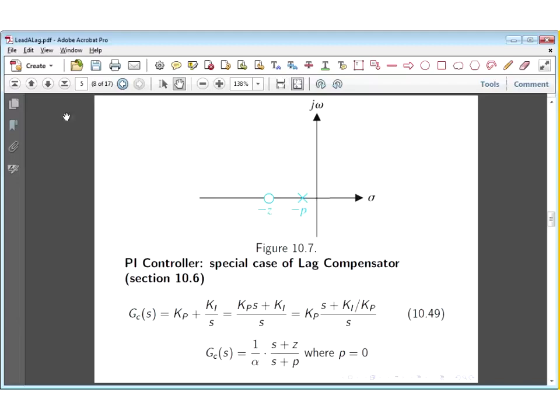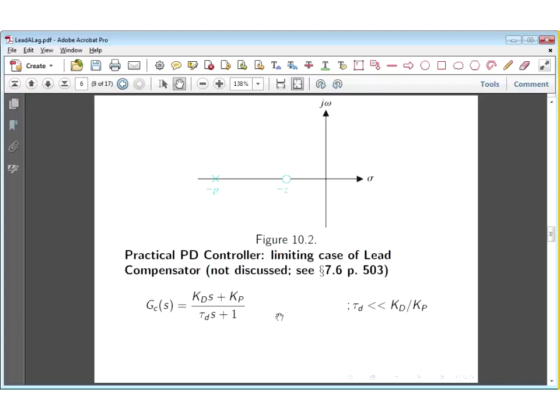Now, what is not in the book, but something that I'd like to just bring to your attention, is that the practical PD controller can be seen as the limiting case of a lead compensator. It's not discussed, as I've said, but to just see a little bit more about the PD controller, I'd like to refer you back to section 7.6 on page 503.